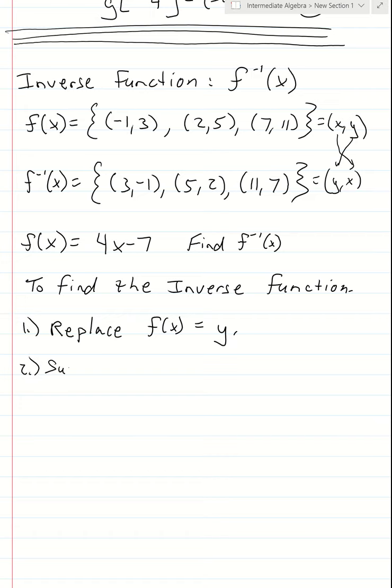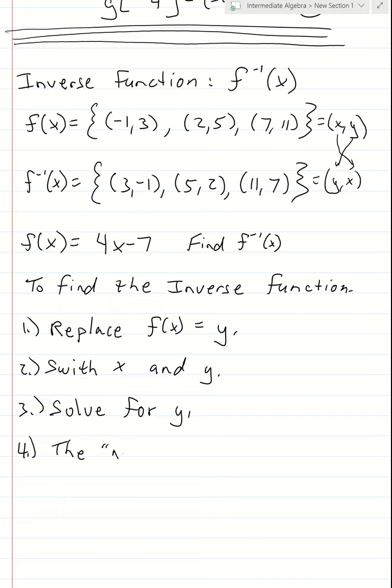Step 2, you want to switch your x and y variables. Okay? Step 3, you are now going to solve for the variable y. You're going to use your algebraic skills, all of them, and you're going to look to get y by itself. And then, of course, finally, step 4, the new y equals your inverse function. Okay?